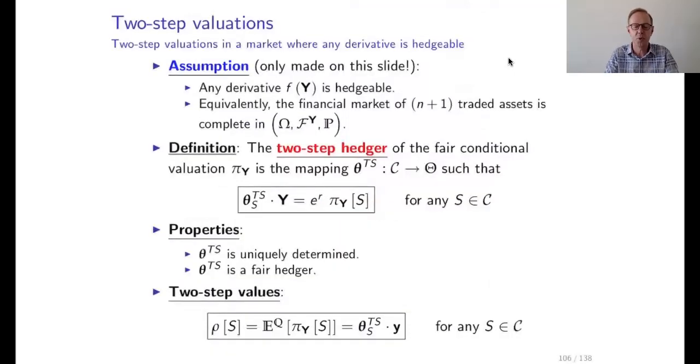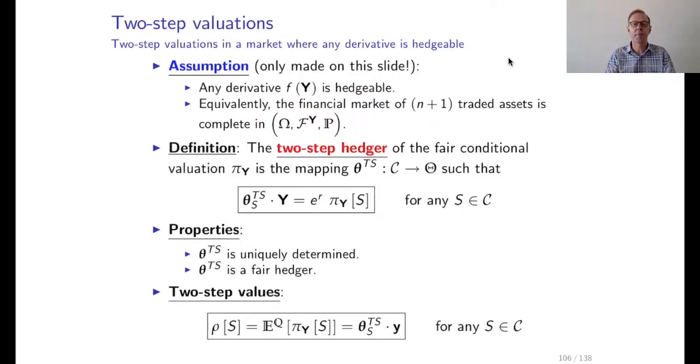Now, let us assume, but we make this assumption only on this slide, that any derivative of Fy is hedgeable. So in general, this is not assumed, but here we assume any derivative is hedgeable. Or, to say it a little bit more formally, we would say that the financial market of the traded assets is complete in the probability space omega, Fy, P. So if we take the sigma algebra generated by y, then any random variable in this probability space can be hedged. So our market is complete in this probability space.